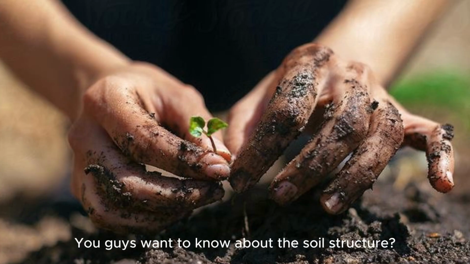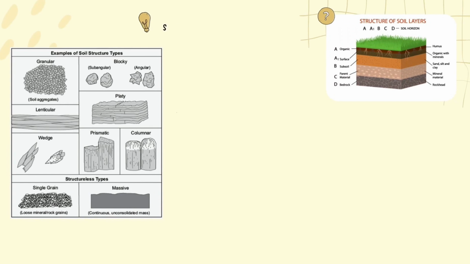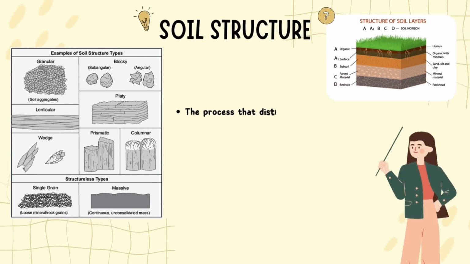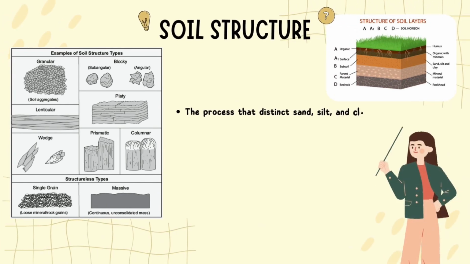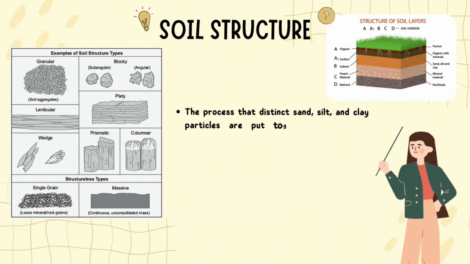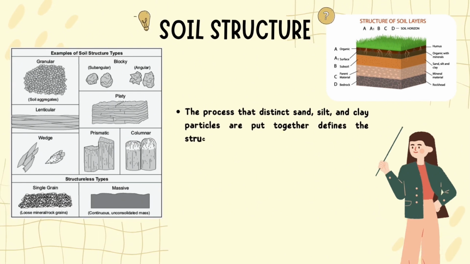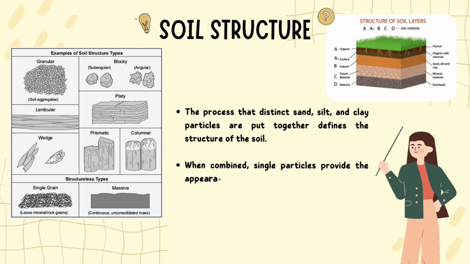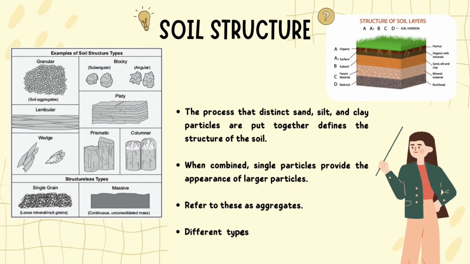Do you want to know about soil structure? Soil structure is the arrangement or organization of soil particles, sand, silt, and clay, into aggregates or clumps. These aggregates are held together by organic matter, minerals, and microbial activity, among other natural processes. The size, shape, and stability of these aggregates can vary, and how they are arranged affects important soil characteristics like drainage, aeration, root penetration, and water infiltration.